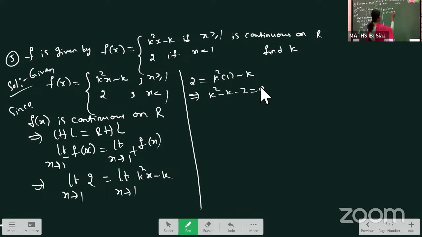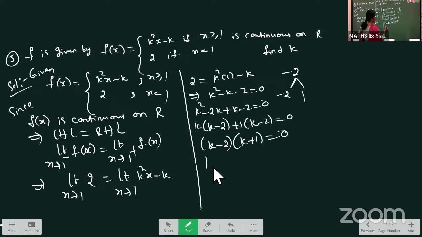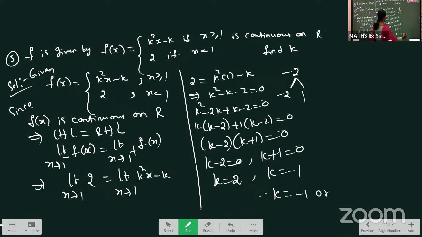Quadratic equation. 2 ones are 2, so minus 2 factors are minus 2 and 1. k square minus 2k plus k minus 2. Take k common: k minus 2. Take plus 1 common: k minus 2 is equal to 0. Again, k minus 2 common into k plus 1 is equal to 0. So k minus 2 is equal to 0 or k plus 1 is equal to 0. From here k is equal to 2, and from here k is equal to minus 1. Therefore, k is equal to minus 1 or 2.